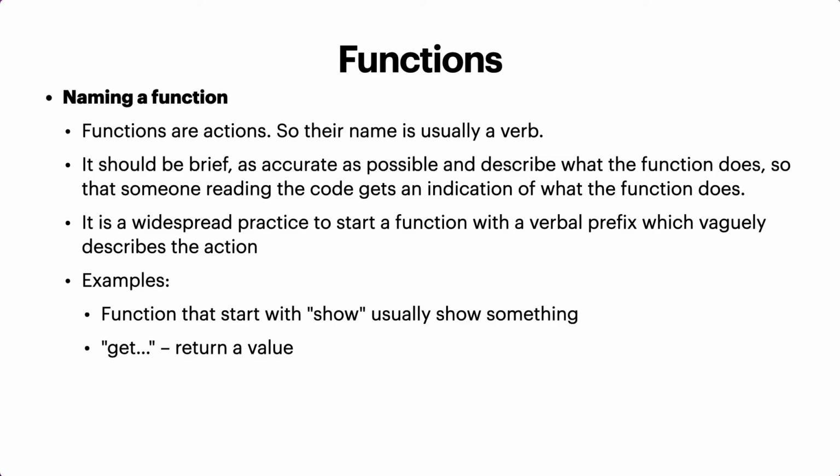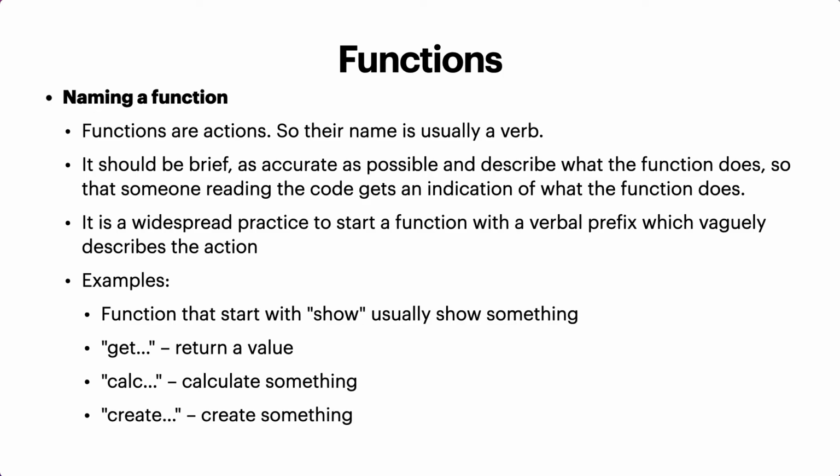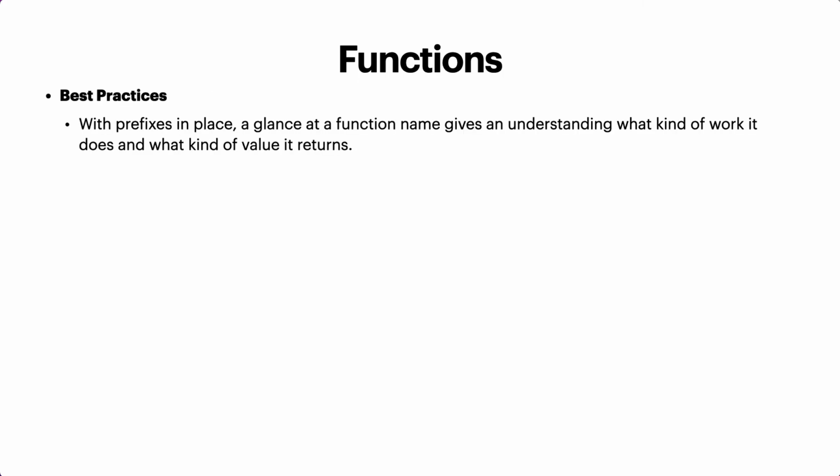For example, if we have a prefix of get, it means that it will return a value to us. Calc, calculate, means calculate something. Create means create something. So this is how we can prefix the function names, just to make them more explicit and more descriptive in terms of the name. Best practices: with prefixes in place, a glance at a function name gives you an understanding of what kind of work it does and what kind of value it returns.